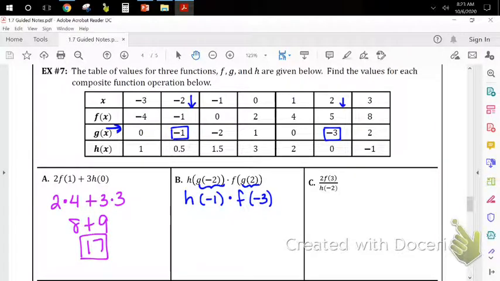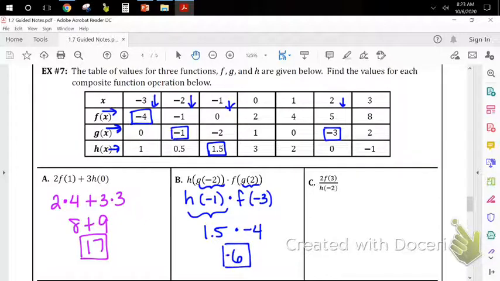Then we're going to go find h of negative 1. So we're going to go to our h function, and when x is negative 1, we see it's 1.5. Times f of negative 3, so go to the f function, and when x is negative 3, we can see that that is negative 4. And so we have 1.5 times negative 4, which just gives us 6. Excuse me, negative 6.